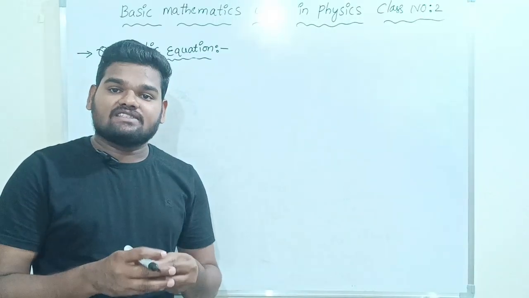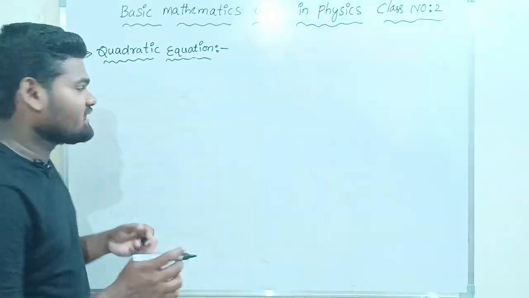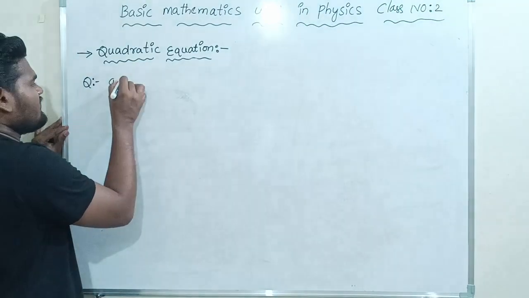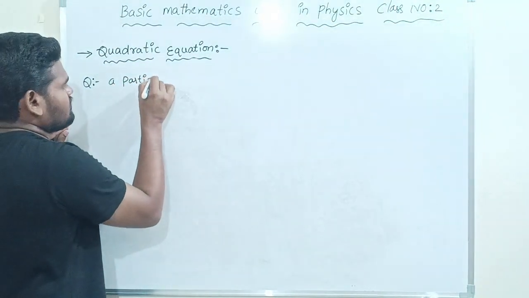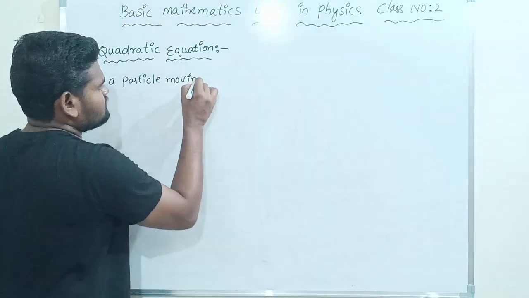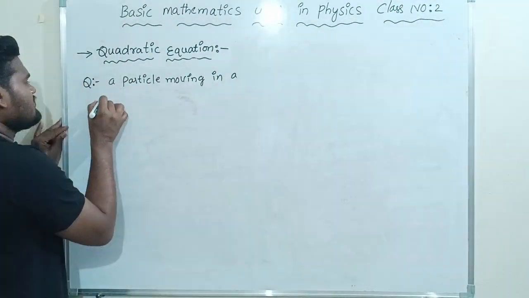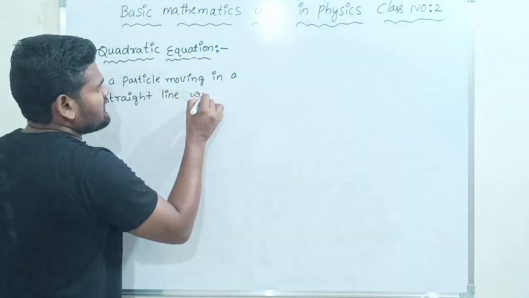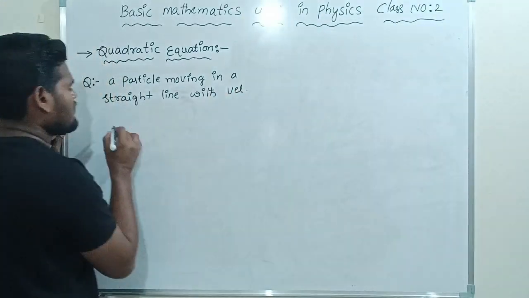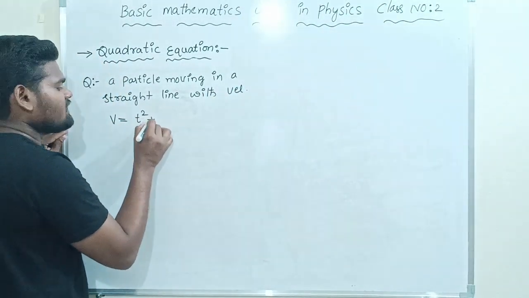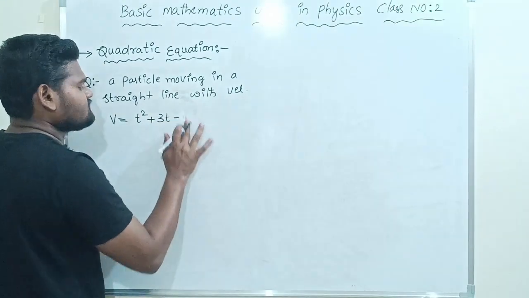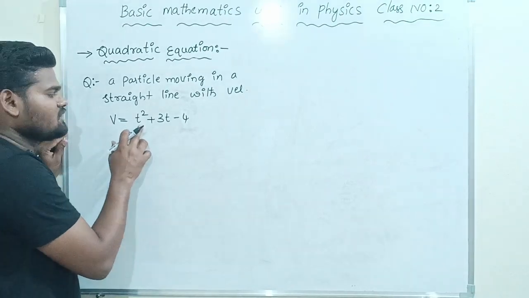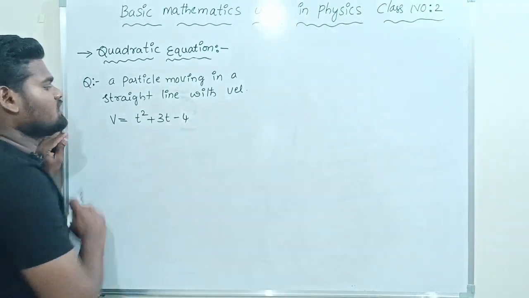Let's solve one physics related problem on this concept. The question is, a particle moving in a straight line with velocity v is equal to t square plus 3t minus 4. So the velocity term is given. How much? v is equal to t square plus 3t minus 4.